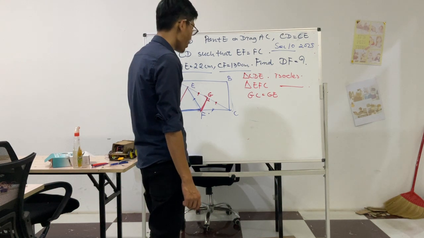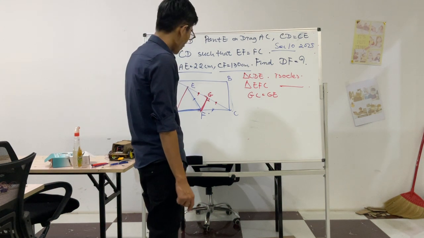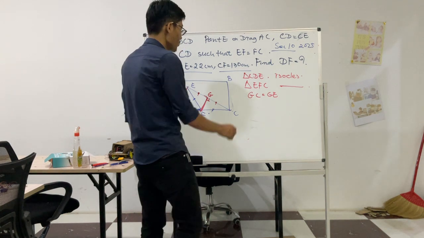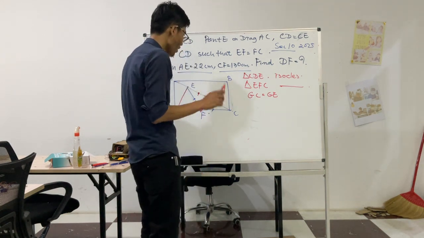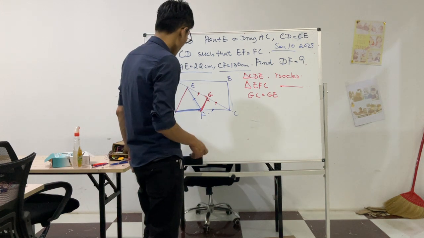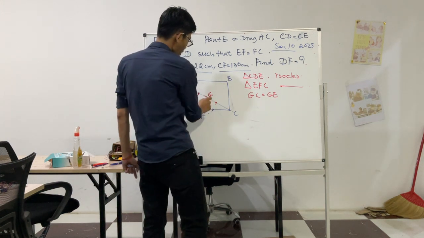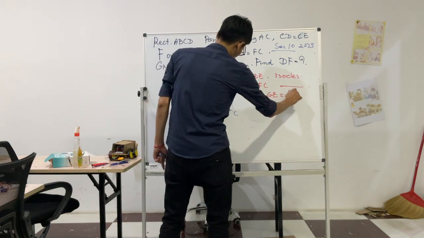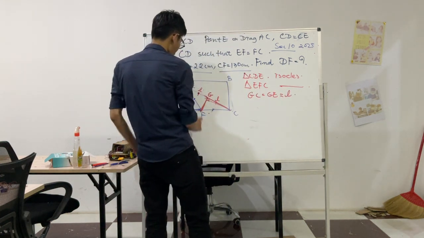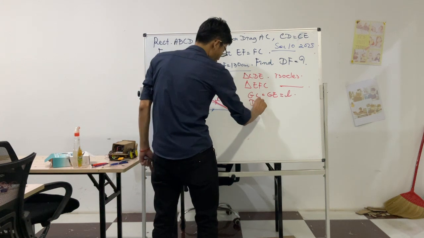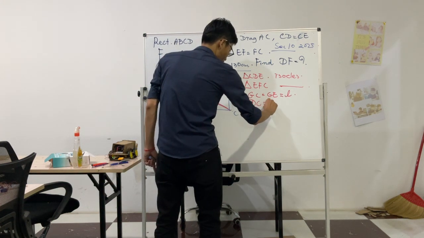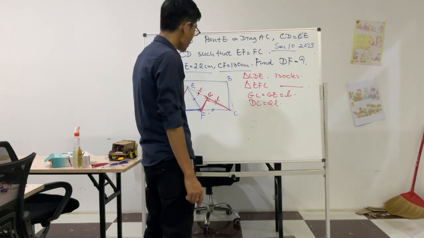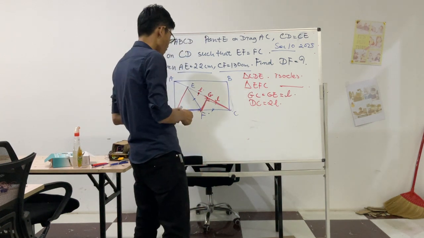Okay, what else can we do? Next, what does that mean? It means that for DC, for example, if we say GC is equal to L, then GF is also equal to L. So this is L, and this is L. It means that DC will be equal to 2L.